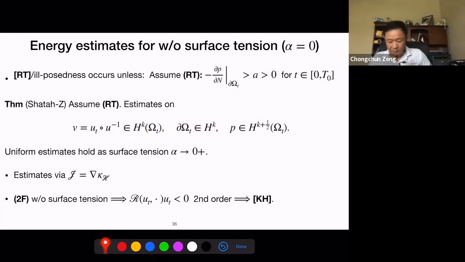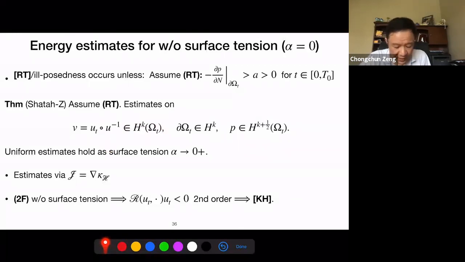In this case, the estimate is a bit delicate because this boundary is not much smoother than the velocity restricted to the boundary. For example, if you take the normal component of the velocity and restrict it to the boundary, you get k minus 1/2. But the normal component of the boundary is only in H^(k-1). So the normal component is already worse than the velocity field itself. So you don't want that.